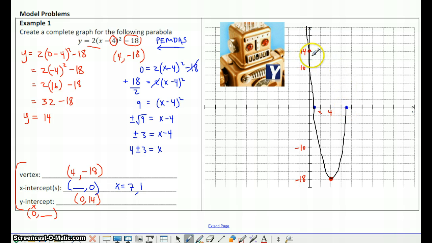Now, if I know that 14 is over here at the y-intercept, I know by symmetry that there's going to be 14 at exactly the opposite side. So I'm going to find that point there just to help me draw the graph. There's example 1.